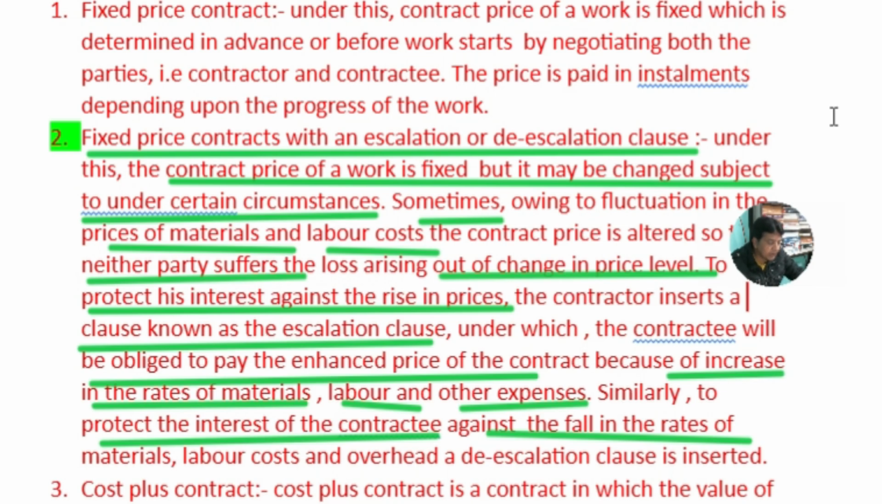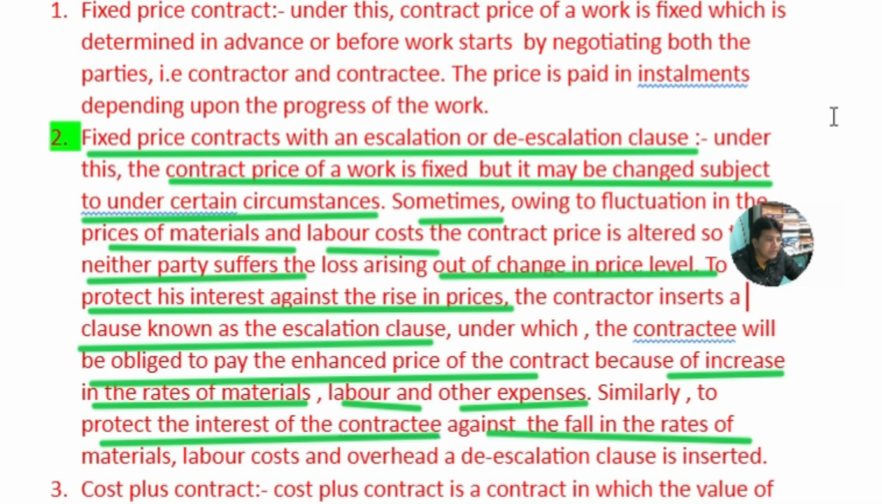If the price of material, labor cost and overhead do not change, then the price of the contract work will remain fixed. However, a change in the price of materials, labor cost and overhead by a certain percentage leads to an increase in contract price by a certain percent. Similarly, if the price of material used for construction of works, labor cost and other expenses decrease by a certain percentage, then the contract price will also be changed correspondingly. Hence, neither party will suffer loss under the fixed price contract with an escalation or de-escalation clause.